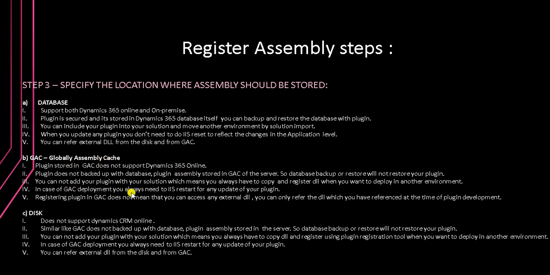In case of GAC deployment, you always need to do an IIS restart for any update of your plugin. So this is also an additional step if we are storing in global assembly cache. Registering plugin in GAC does not mean that you can access any external DLL. You can only refer the DLL which you have referenced at the time of plugin development. So external DLLs cannot be referenced while we are saving the plugin inside global assembly cache.